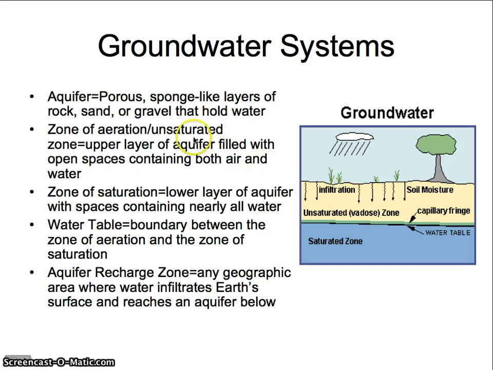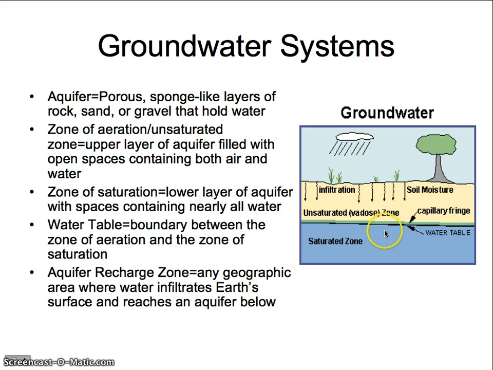The upper layer of the aquifer is filled with pretty much air and water. It's not saturated, it's unsaturated. Then you have the zone of saturation. It's the lower layer of the aquifer where all the spaces between soil and rocks are filled with water. The level between the two is known as the water table. It's the boundary between the saturated zone and the unsaturated zone.